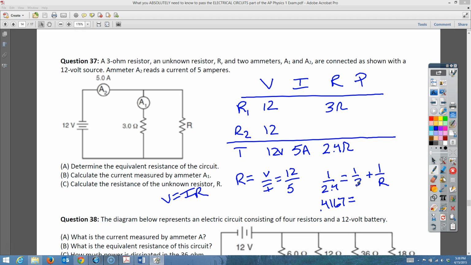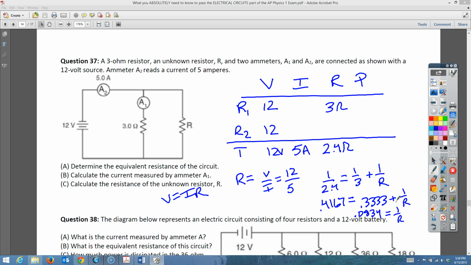1 divided by 3 is 0.3333, and we add that to 1 over R. So we need to subtract 0.3333 from both sides, so that'd be 0.4167 minus 0.3333 gives us 0.0834, and that's equal to 1 over R.